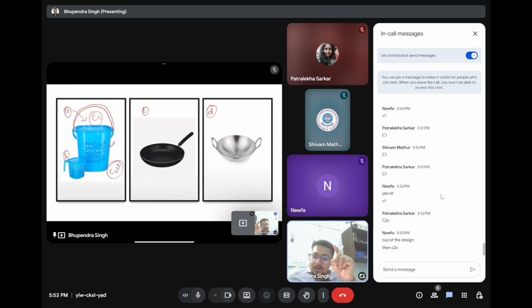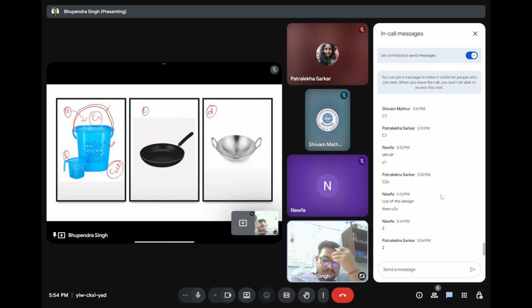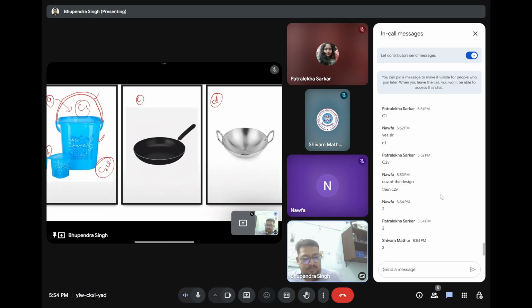Now in this condition, tell me how many sigma V's are you able to see? When the handle is like this, how many sigma V's are there? Okay, 2. Nice. 2 will be there.